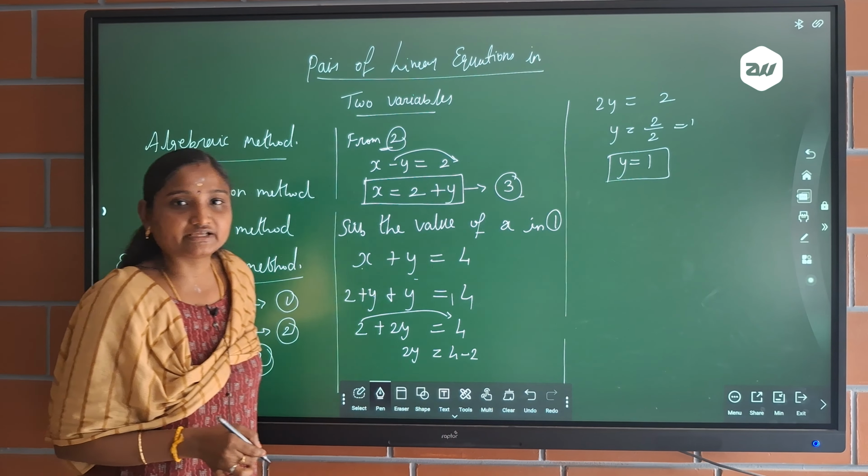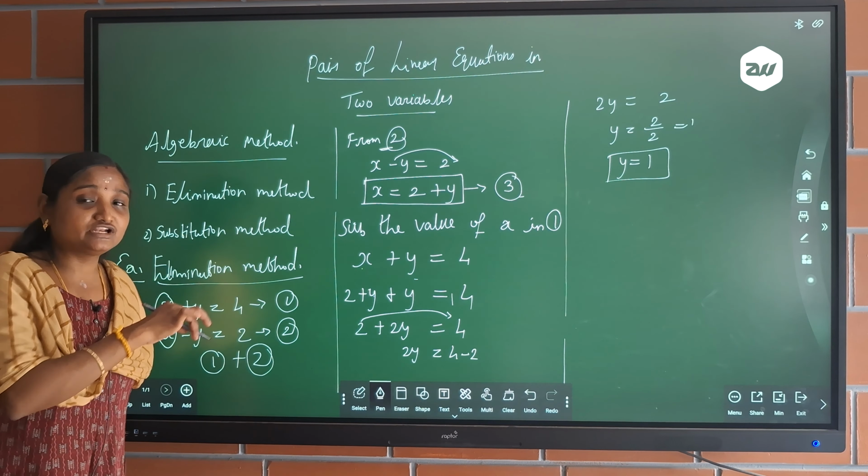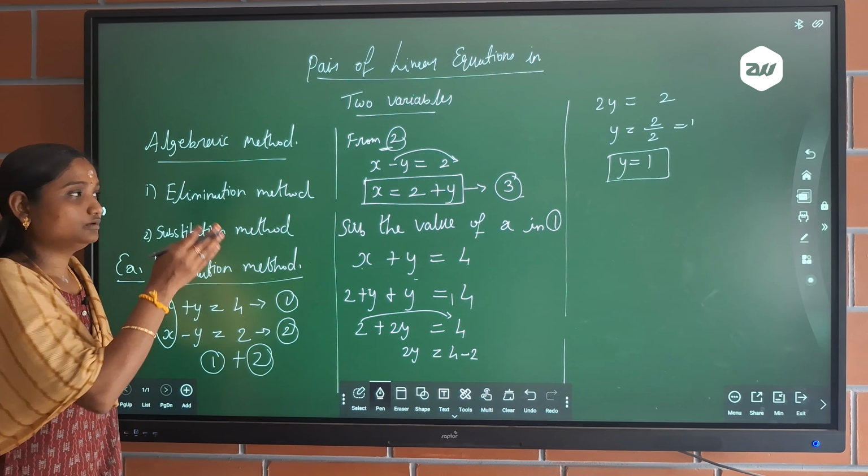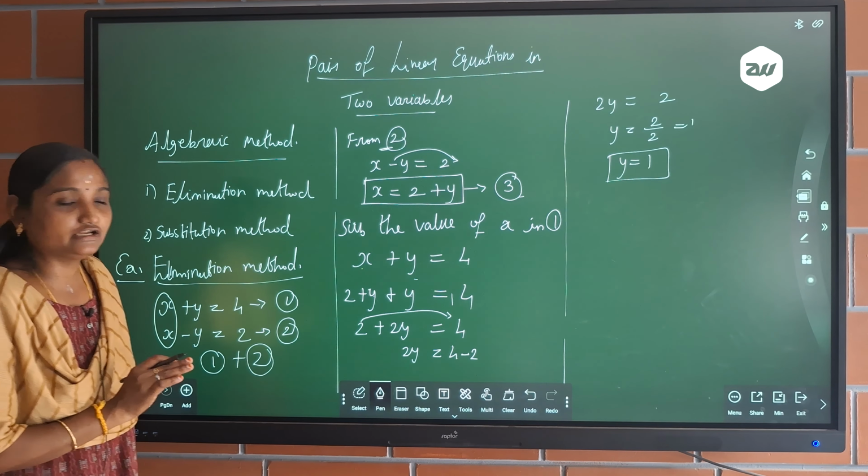We get the same answer. When we used the elimination method we got 1 for y, and while doing the substitution method also we get 1.